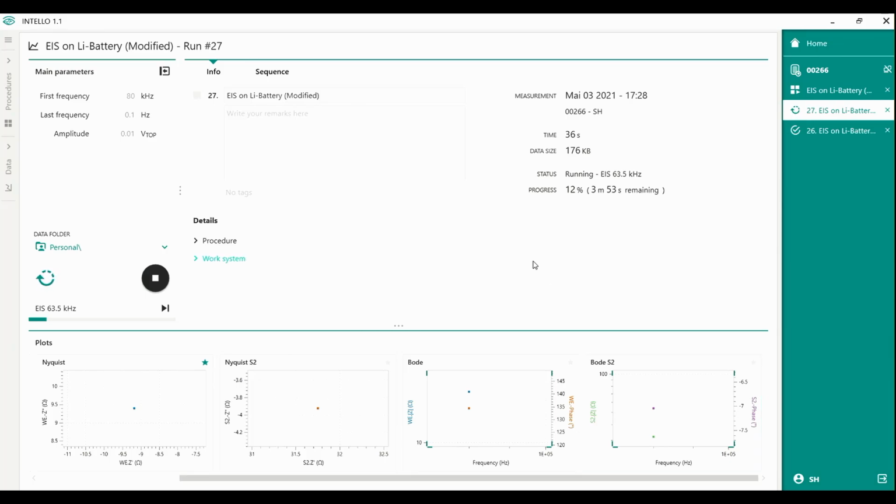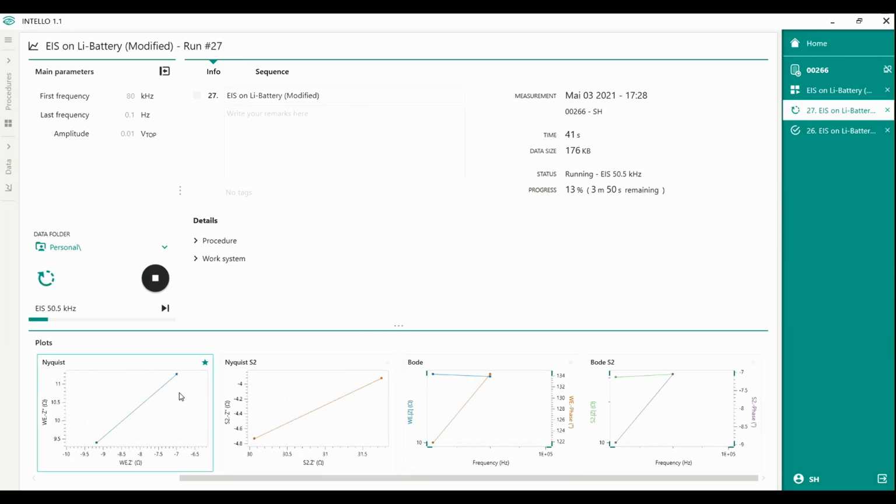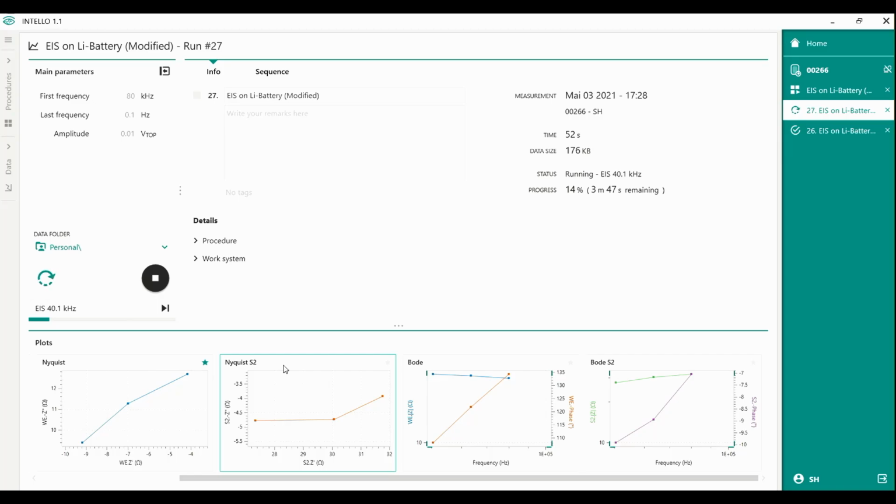And again, we have the 4 plots, 2 Nyquist plots. The first Nyquist plot for the cathode material, the lithium iron phosphate. Then the second Nyquist plot is the anode material, it's the lithium metal. And we have also the 2 other Bode plots for the electrodes.